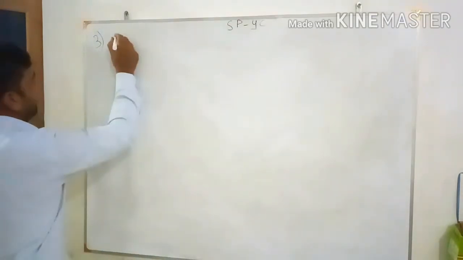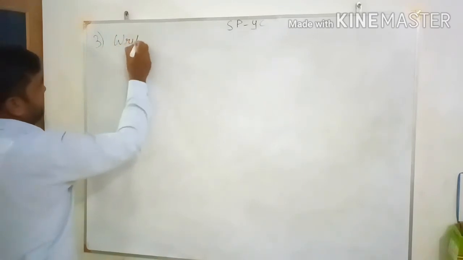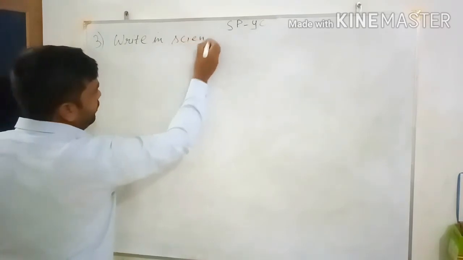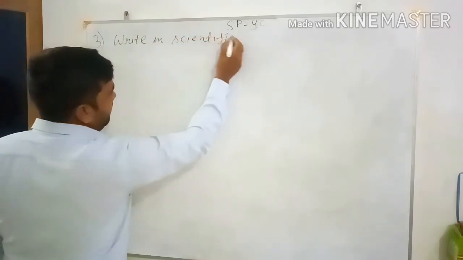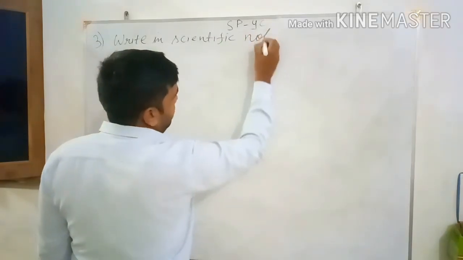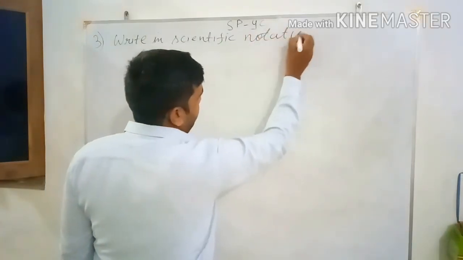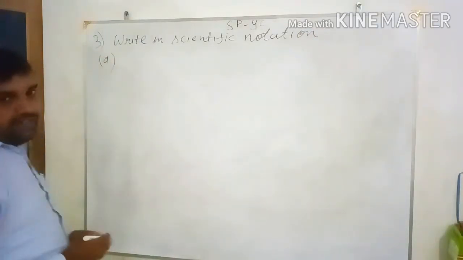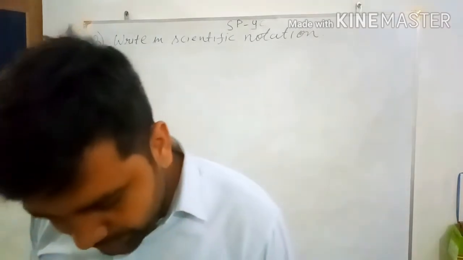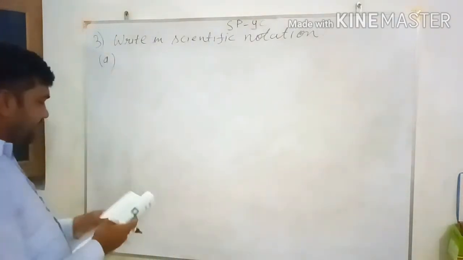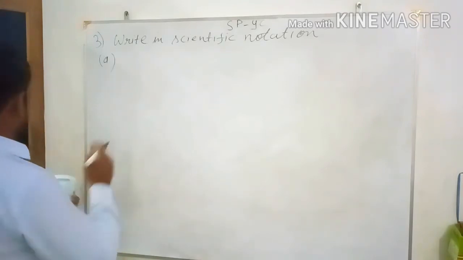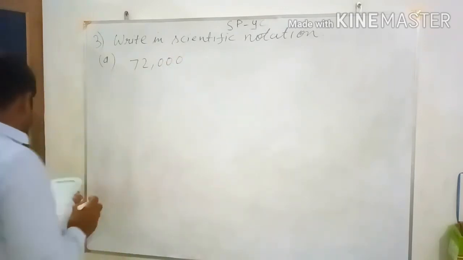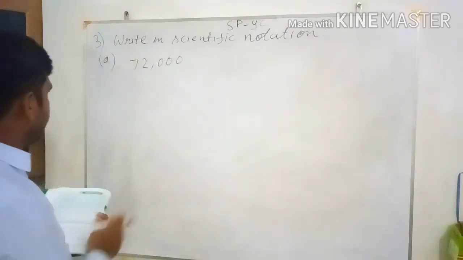Question number 3 is write in scientific notation. Now we are going to write the number in the scientific notation. So the question will be given in the standard form. Here the numbers are given in standard form. We have to write in the scientific notation. So first number is 72,000. And we have to write this number in the scientific notation.